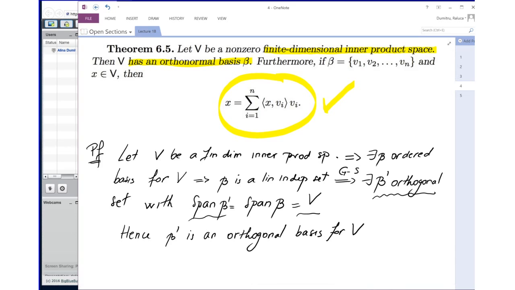Okay, but now if I have an orthogonal basis, to find an orthonormal basis, I just divide each vector by its norm.